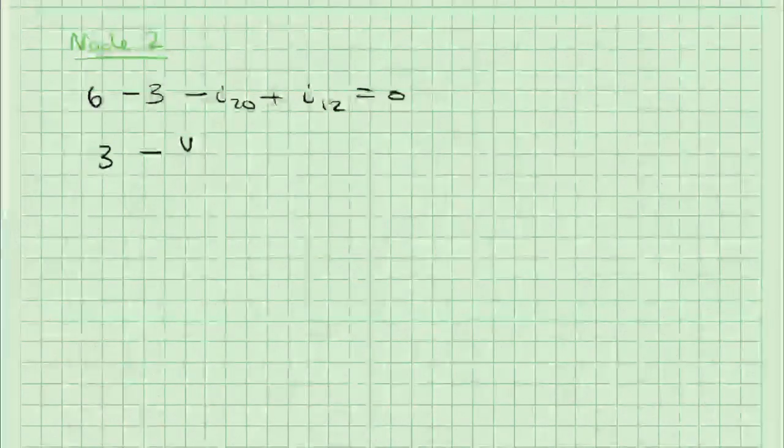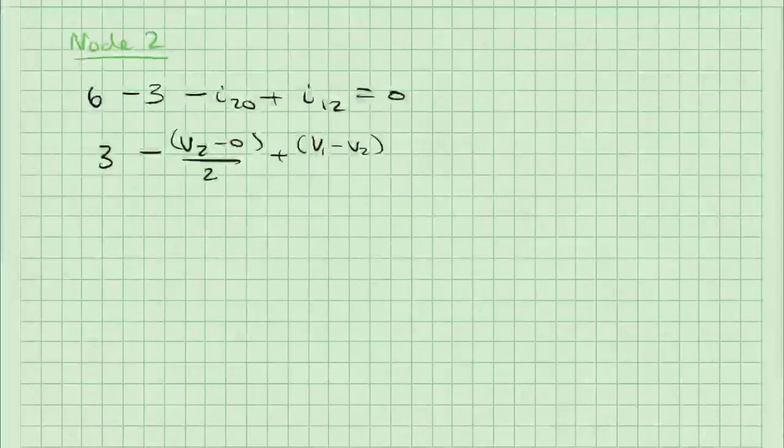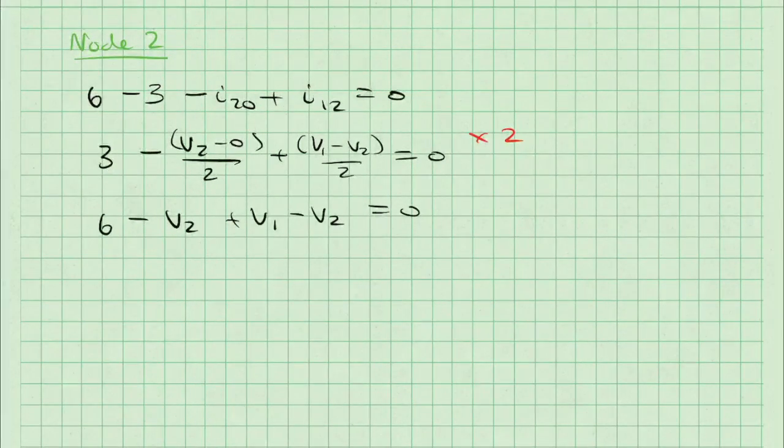At node 2, I see that I have 6 amps coming in, 3 amps going out, I2 to 0 going out, and I1 to 2 going in. Their sum should be equal to 0 thanks to Kirchhoff's current law. Plugging in the Ohm's law expressions, I get I2 to 0 equal to V2 minus 0 over 2, and I1 to 2 I already found to be V1 minus V2 over 2. Multiplying by 2 to simplify and collecting terms, I get a second equation, negative V1 plus 2V2 equals 6.